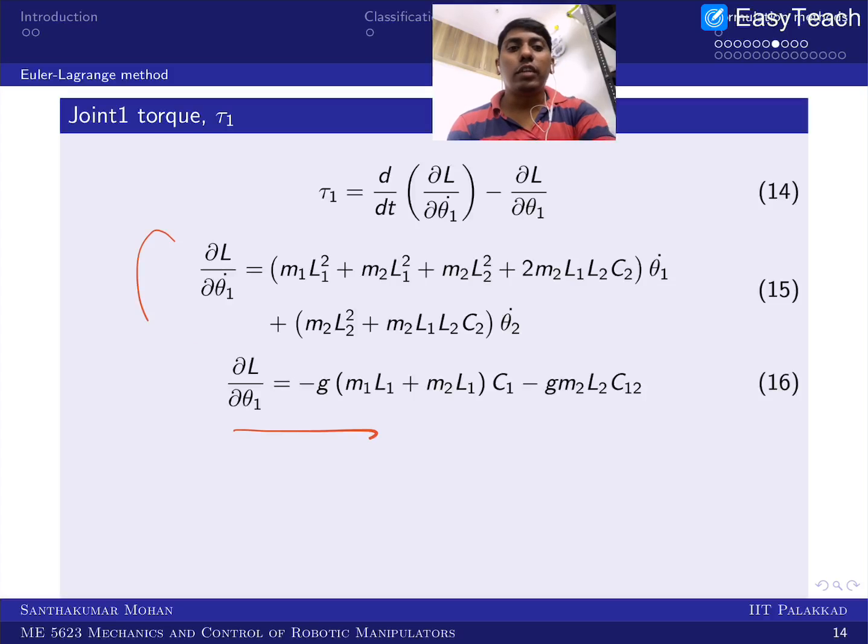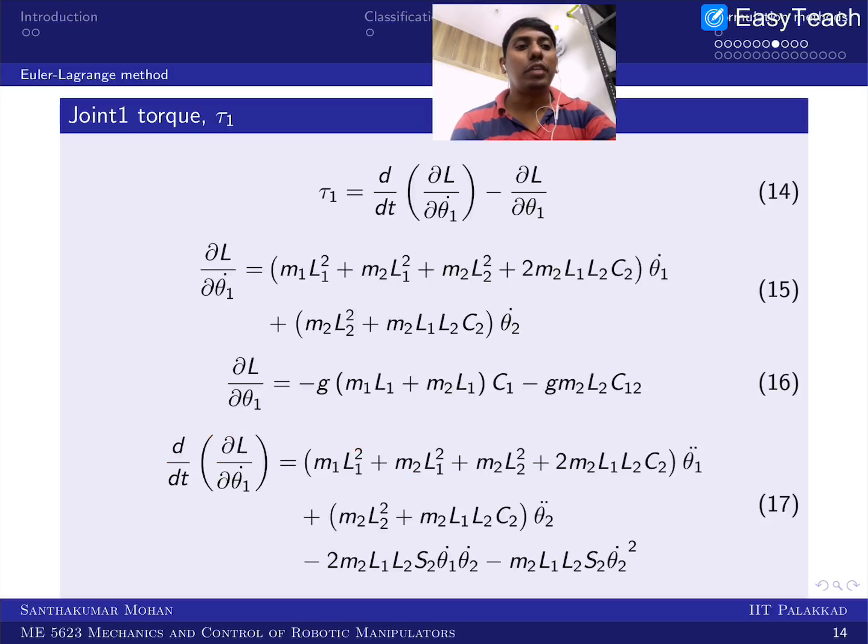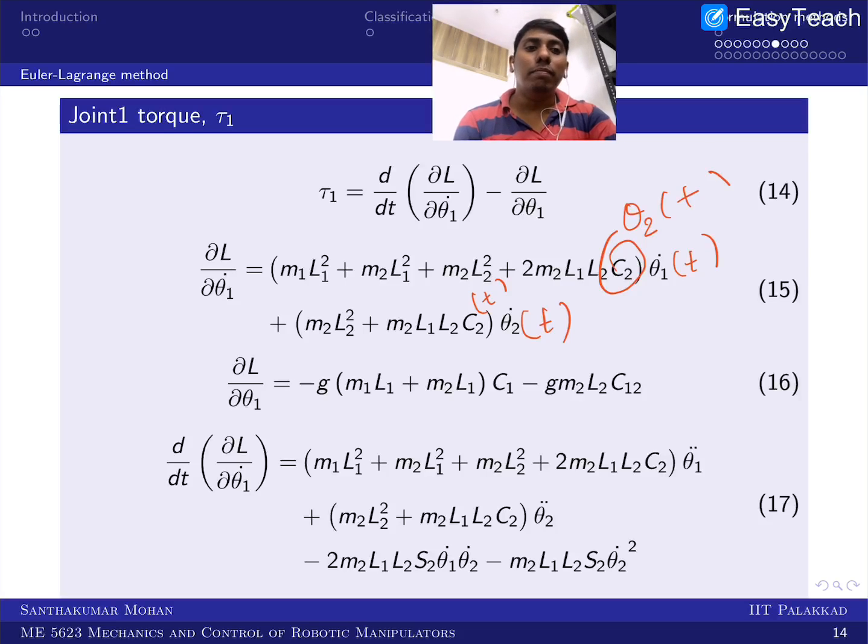Now I need to take the time derivative, so I am taking it. If you take the time derivative, what happens? This is theta 2 times, this is theta 1 dot times, this is theta 2 dot times, and this is theta 2 times. So there are four terms. Right? Now you can apply the UV formula in differentiation, and then you can see that the final equation looks like this.